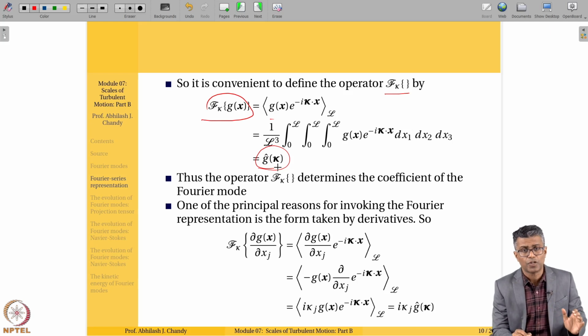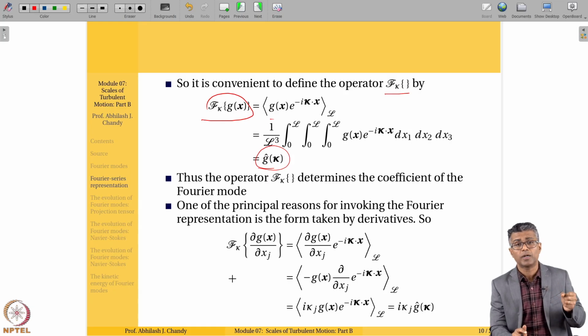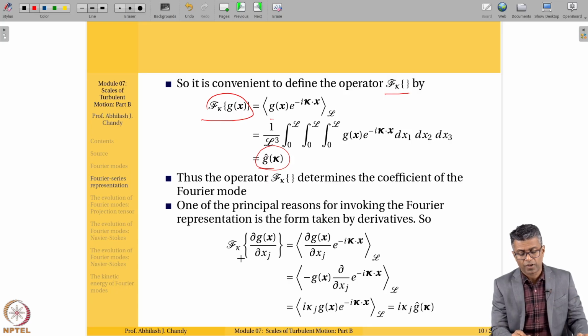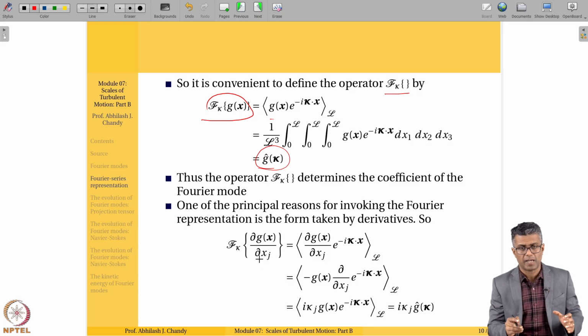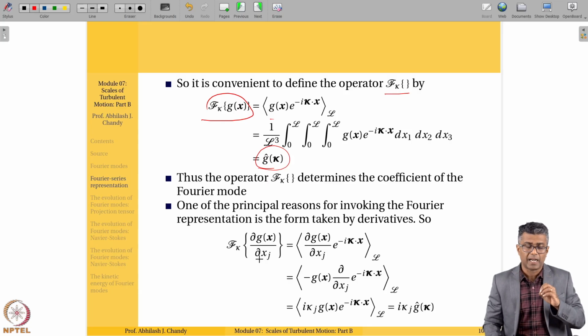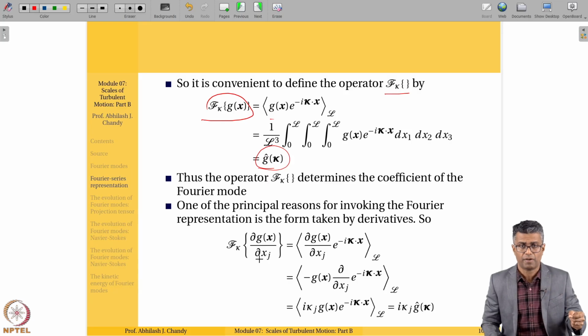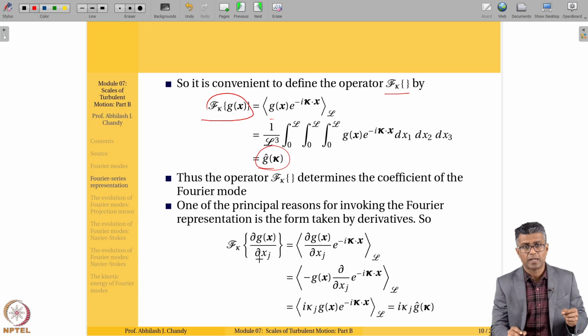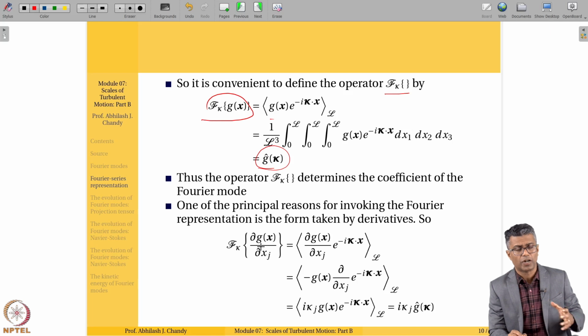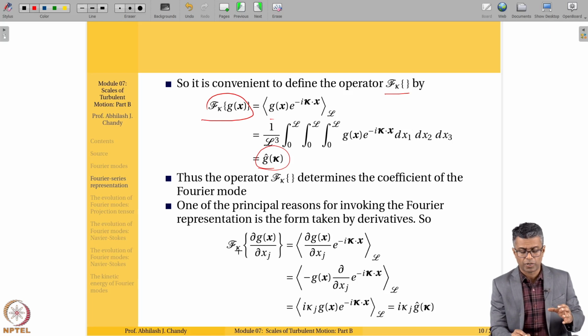So if I use the operator and apply it on the derivative of g, earlier I applied it on the g itself and it gave me the Fourier mode, isn't it? So now I'm applying it on the derivative. So fk of del xj of g of x. What am I saying here? It is basically del xj is the derivative in the xj direction, right? And I am taking the derivative of a function g of x. It's a real function, and I am taking the Fourier transform of it. Let's see what it is.